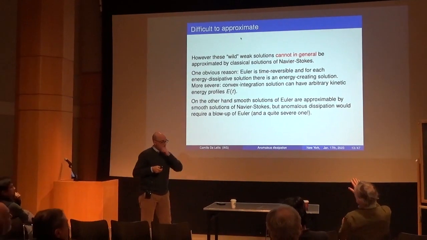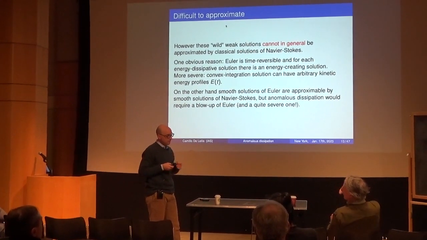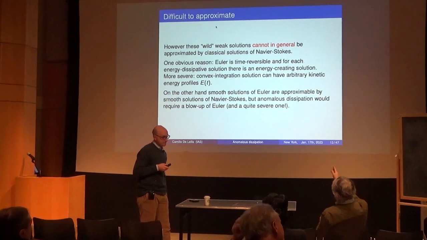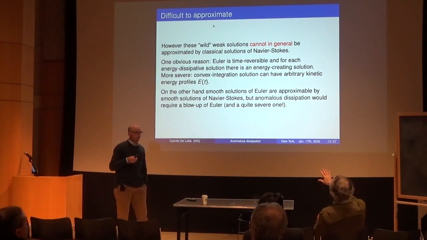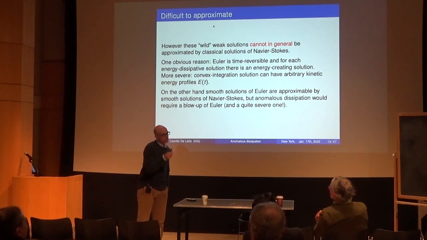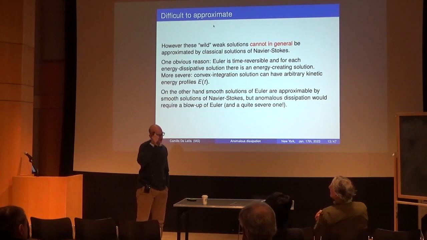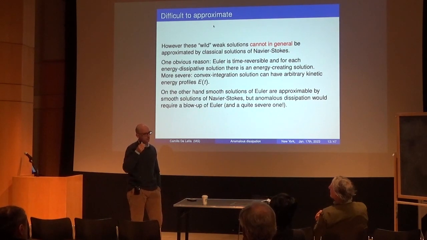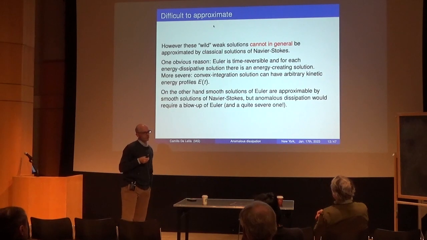It took me years before I understood this phrase, anomalous dissipation. Can you break it down? The English phrase is too complicated. Anomalous dissipation is exactly what I said before: a sequence of solutions of Navier-Stokes with a viscosity which is going to zero, and for which the rate of dissipation of the kinetic energy is bounded away from zero, independently of the viscosity. That's what I understand as anomalous dissipation.